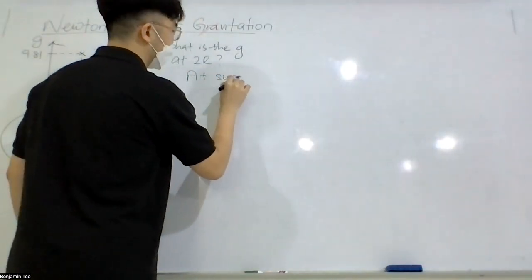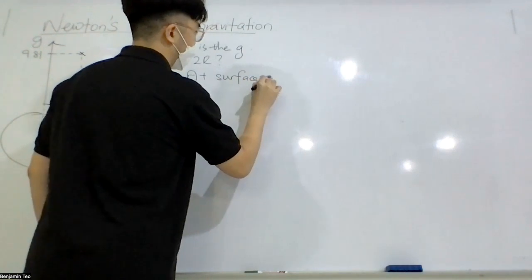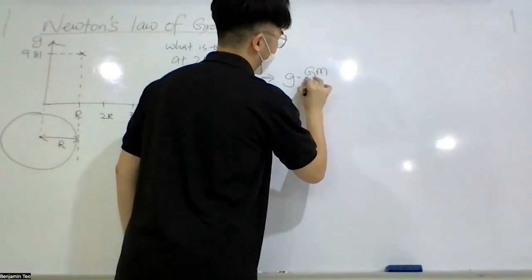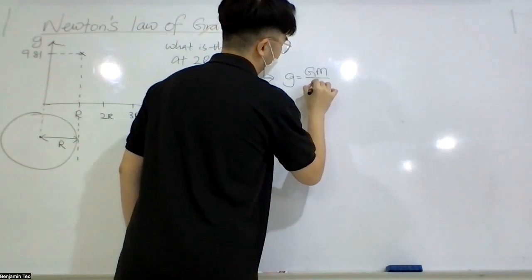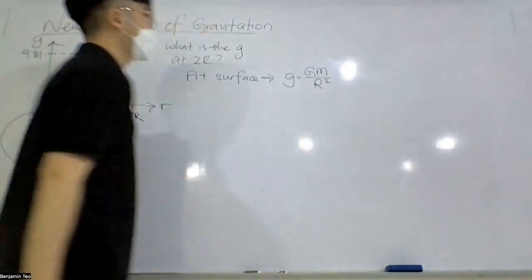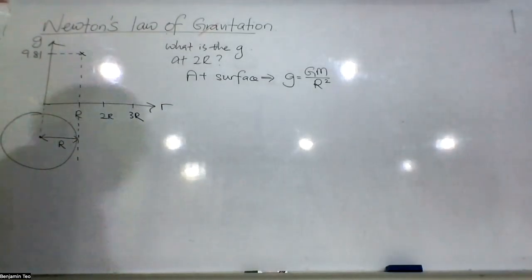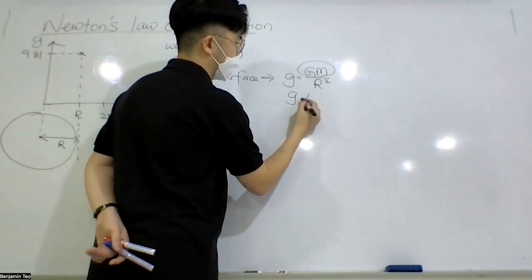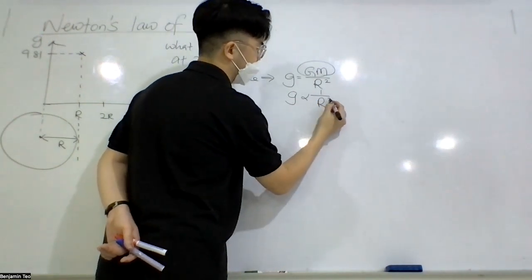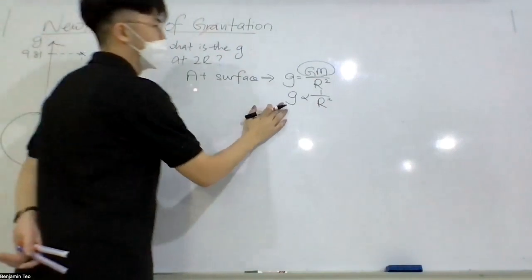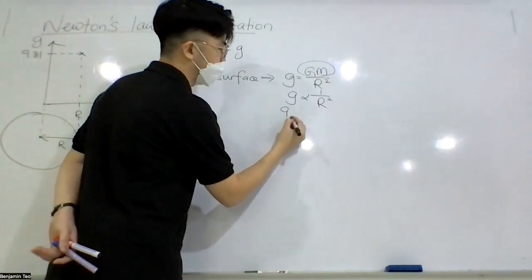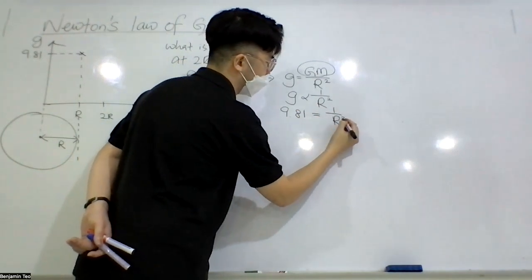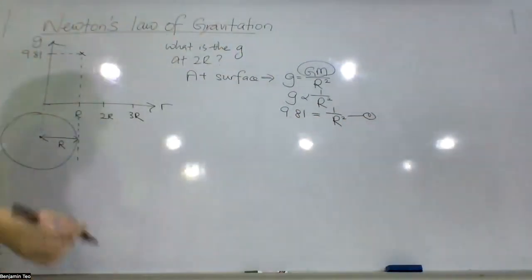At surface, g equals GM over R squared. Here, GM is a constant, so g is proportional to 1 over R squared. What is g? 9.81 equals 1 over R squared, equation 1.